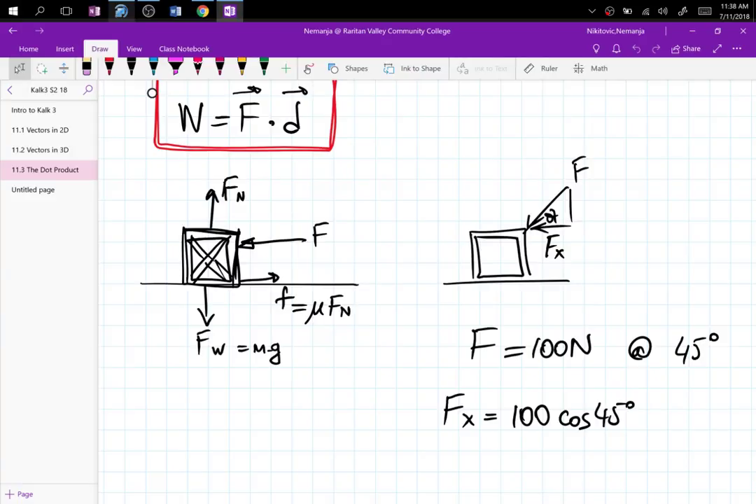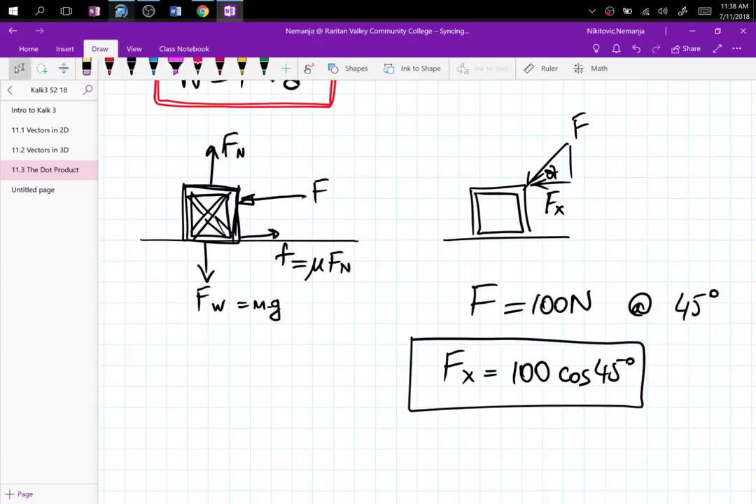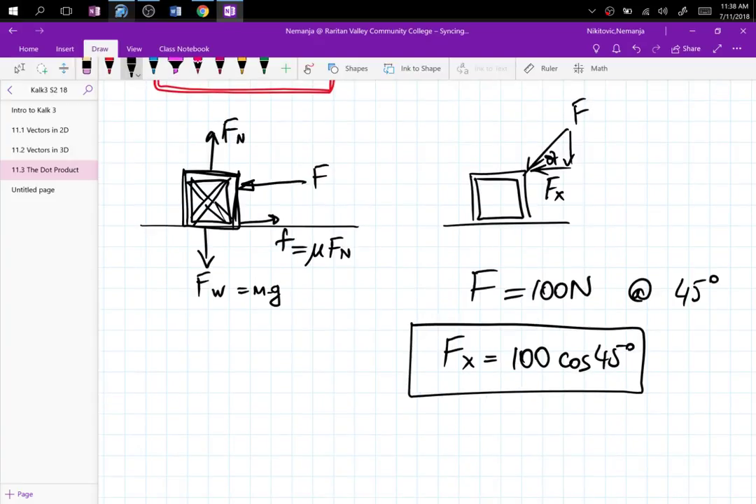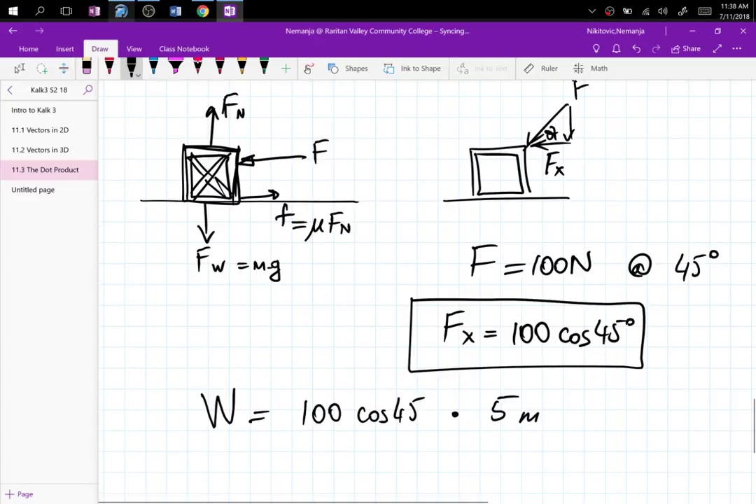So as soon as you are able to figure out the force that actually does the work, and throw away the vertical component, which is actually making everything worse, then you are able to say, okay, the work is now going to be 100 cosine 45, and then times, I don't know, a distance of 5 meters, and you will have the work that is done.